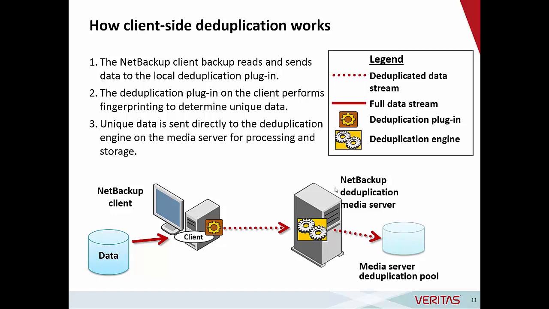When I switch over to client-side dedupe, it means that there's a plugin installed on the NetBackup client, which is there automatically. I don't need to manually install that. And the client is going to analyze the data, and it's going to communicate with the media server to determine what's unique and what's not. And it's going to send the unique stuff only across the network to the media server, and then of course the unique stuff only gets written to disk.